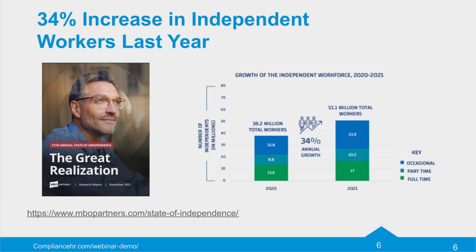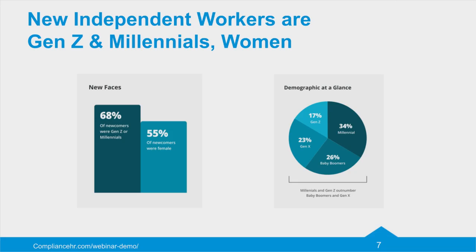One great study was published by MBO Partners, who calls this the Great Realization. In their 11th annual report on the state of the independent workforce in America, in 2021, millions of workers sought better work-life balance, shorter commutes, greater flexibility, and the ability to pursue their own dreams. Many baby boomers decided to retire ahead of schedule, workers quit their traditional jobs, and millions decided to join the independent workforce. In fact, we saw a 34% increase in 2021. A few stats here on the charts, a few more charts.